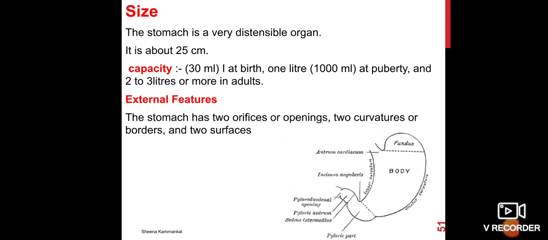Then regarding the size, the stomach is a very distensible organ. It is about 25 centimeters. The length of the esophagus was also 25 centimeters. The length of the stomach is 25 centimeters here. Regarding the capacity of the stomach, at the time of birth, a fetus will have a capacity of 30 milliliters. At puberty, it becomes 1000 milliliters, and in adults, it may be 2 to 3 liters. While seeing the external features, the stomach consists of 2 orifices or openings, 2 curvatures or borders, then 2 surfaces.